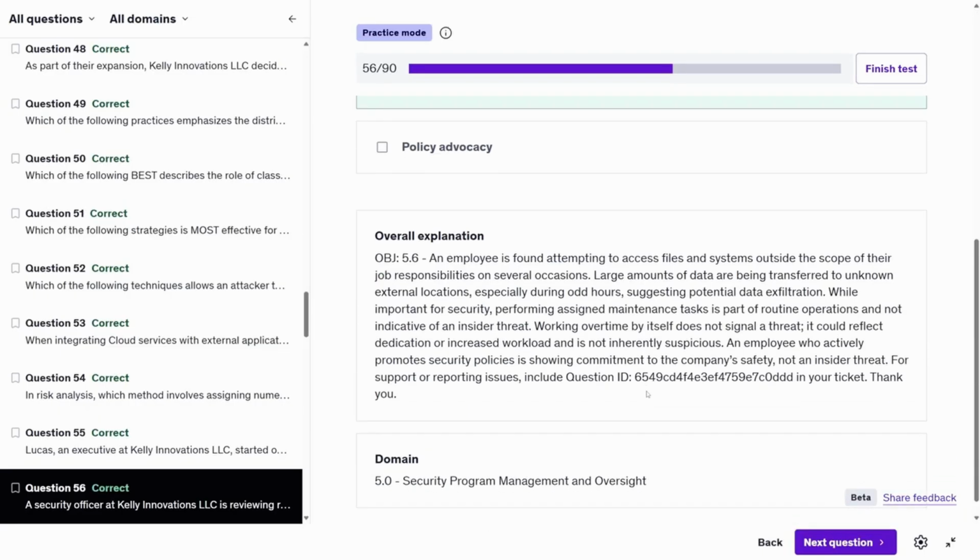An employee is found attempting to access files and systems outside the scope of their job responsibilities on several occasions. Large amounts of data are being transferred to unknown external locations, especially during odd hours, suggesting potential data exfiltration. While important for security, performing assigned maintenance tasks is part of routine operations and not indicative of an insider threat. Working overtime by itself does not signal a threat. It could reflect dedication or increased workload and is not inherently suspicious. An employee who actively promotes security policies is showing commitment to the company's safety, not an insider threat.